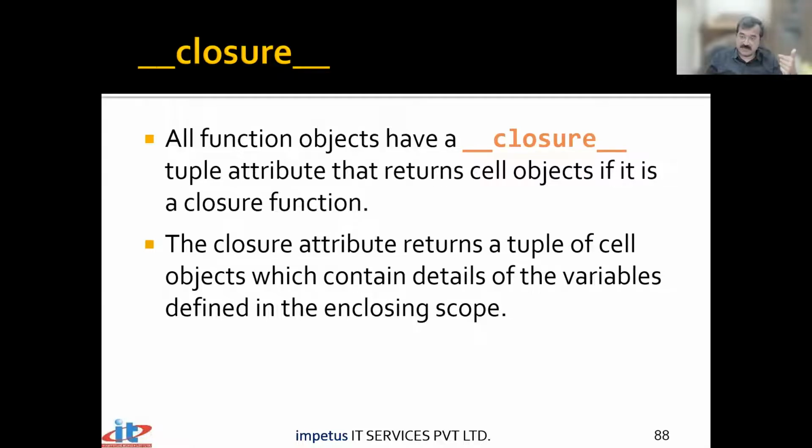The inner function accesses the variable of the surrounding environment, and the inner function is returned. That becomes a closure. So if there is a closure, then only we'll get this tuple. The closure attribute returns a tuple of cell objects which contains details of the variables defined in the enclosing scope. That means the closure attribute will give you information about the variables of the surrounding environment which are being accessed inside the nested function. The closure attribute of a function will give you information about the variables of the enclosing function which are being accessed inside that local, nested function.